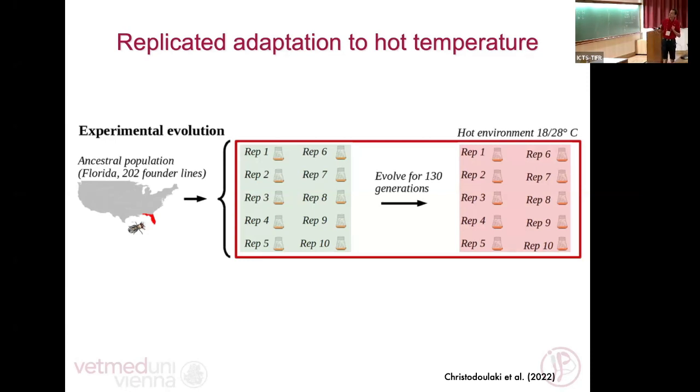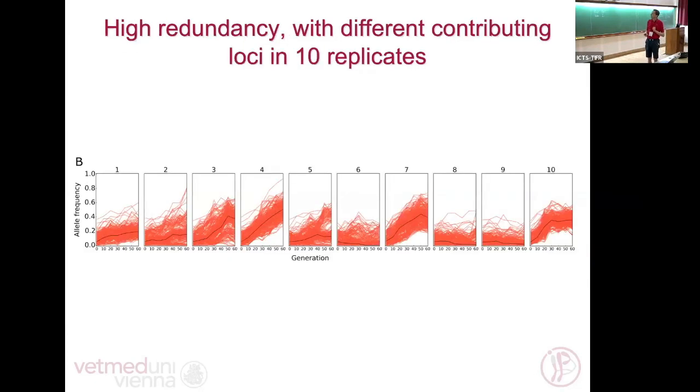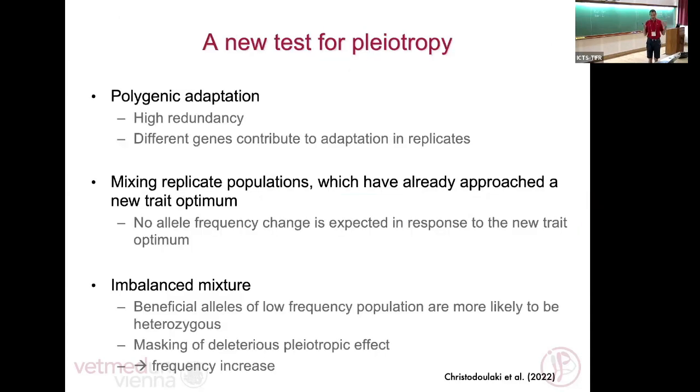So this is again one of the experiments that we have from Florida, where we have 10 replicates that have evolved for 130 generations in a hot environment. This is just to remind you that we have genetic redundancy, that the replicates are doing different things in this population. Our new test for identifying the action of pleiotropy is based exactly on polygenic adaptation and the high redundancy that we are observing. This means that different genes contribute to adaptation in the different replicates.